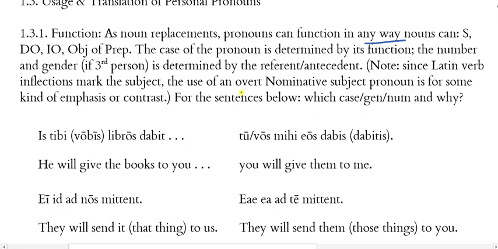Now, the case of the pronoun is determined by its function. What case will a pronoun have? I look at the actual function of the pronoun in its clause, and that will determine the case. Subject, nominative. Object, accusative. That determines the case, the function does. Now, the number and the gender of the pronoun, if it's a third person pronoun, it's gendered, is determined by the referent or the antecedent.